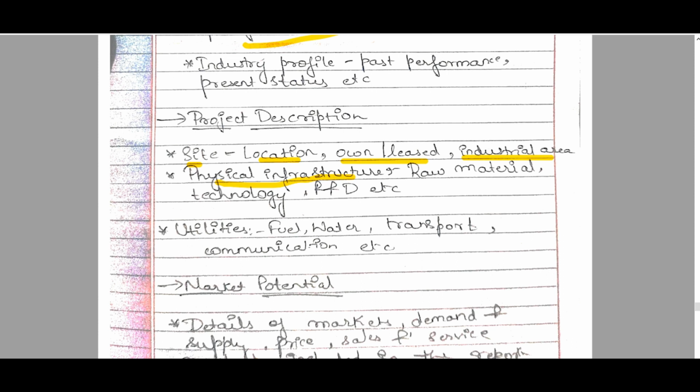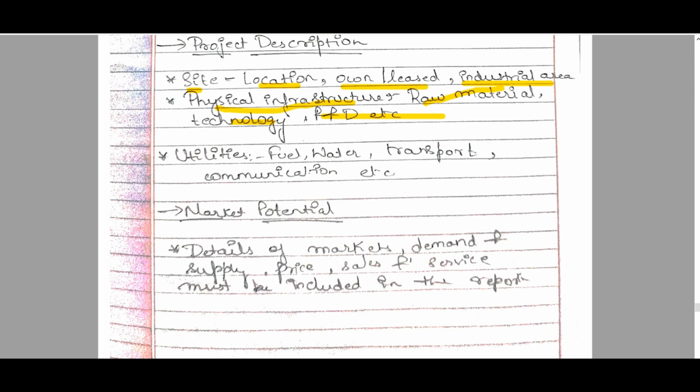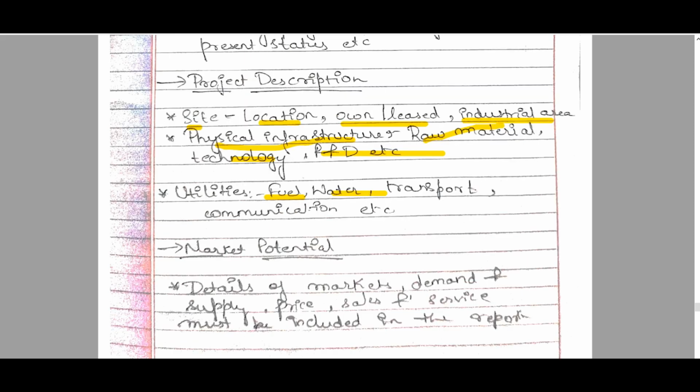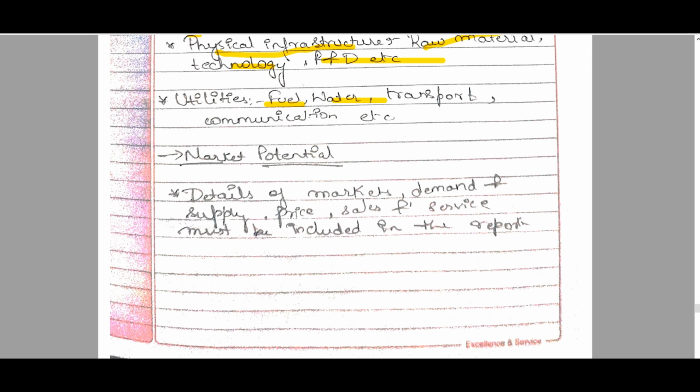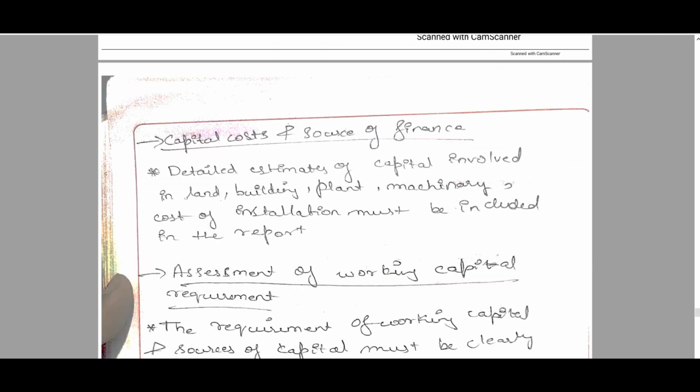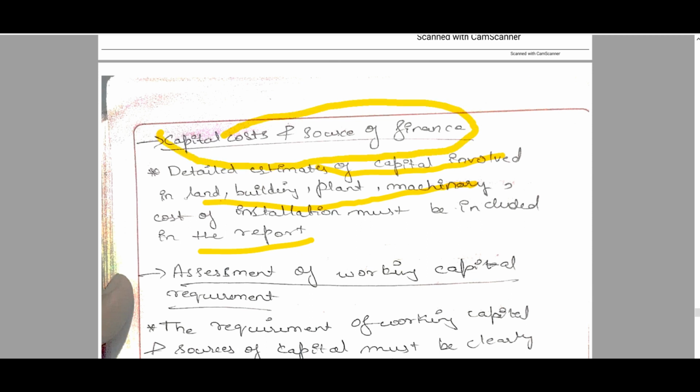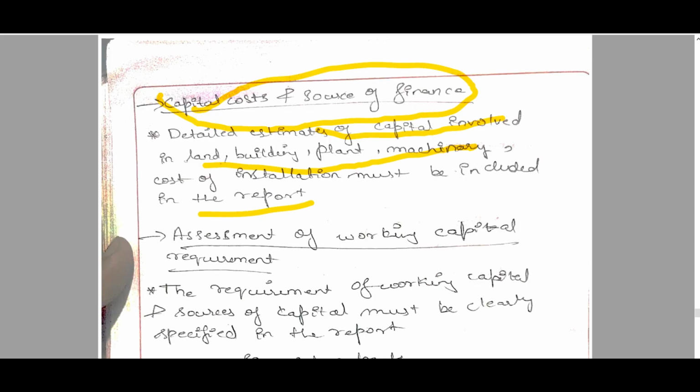Physical infrastructure, raw materials, technology, research and development, etc. Utilities: fuel, water, transport, communication, etc. Whether these are available or not, you have to include it in the report. Market potential: details of the market like demand and supply, price, sales, service must be included in the report. Capital, cost and source of finance: a detailed estimation of capital involved in land, building, machinery, installation must be included in the report. In this type of question, the main point is the subheading. If it is correct, you can fill in anything related to it.